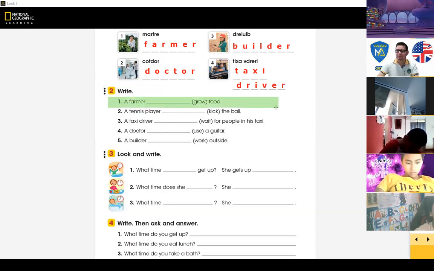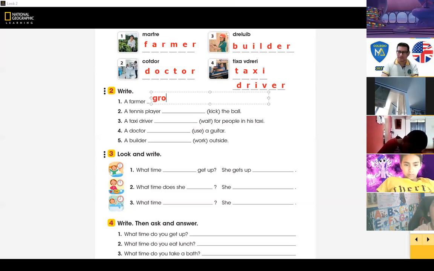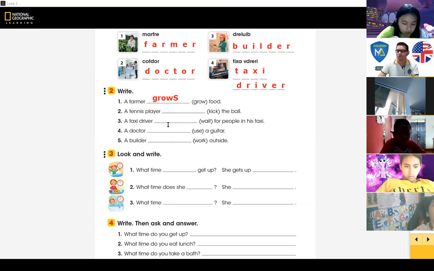Okay. Now this is number 2, right? A farmer. What does a farmer do? Remember, here we have the verb grow, cultivar, and you say grows with letter S. Tercera persona, ¿verdad? He grows, él cultiva. A farmer grows food. A tennis player, okay, it says kick. A tennis player kick, patear?